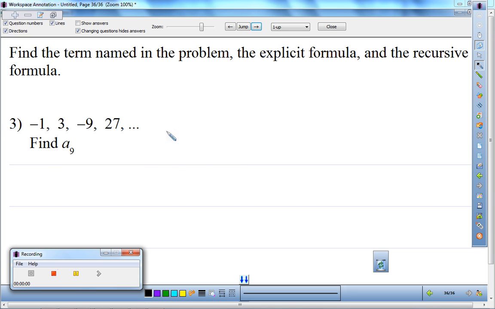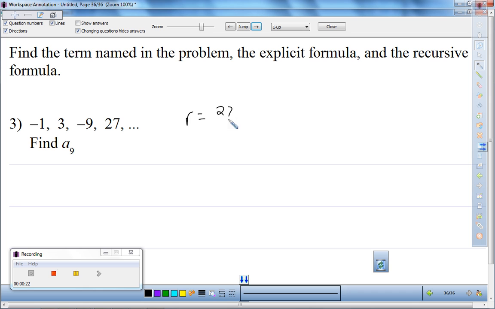Alright, here we go again. This is our third example in geometric sequences. Remember, geometric sequences are found by a common ratio, which is what you multiply by to get from term to term. And we can find it by dividing any two terms that are in sequence.